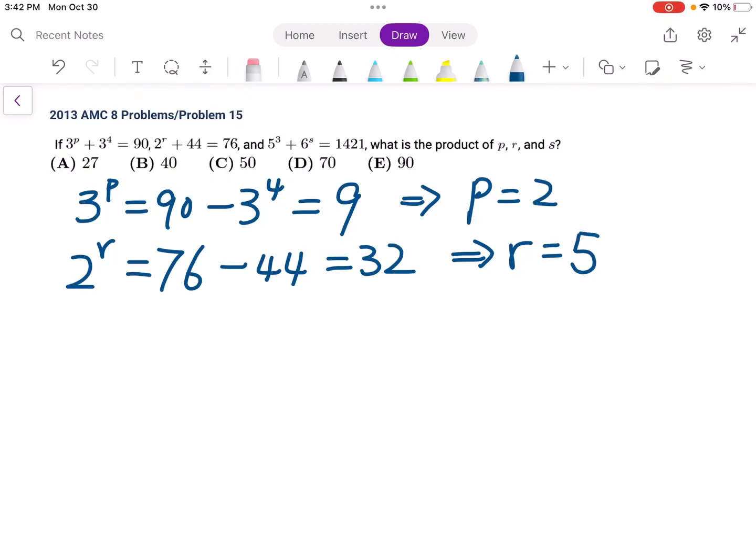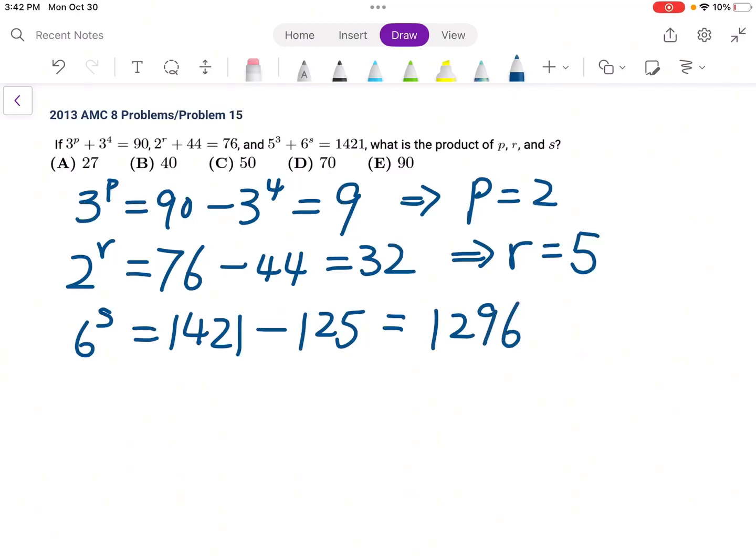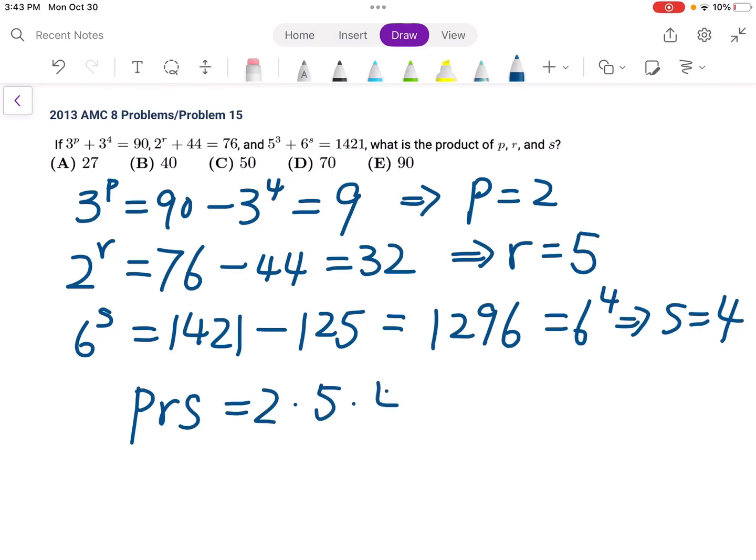And then from the third equation, 6 to the s equals 1421 subtract 125, and that equals 1296. 1296 is 6 to the power of 4. Therefore, s equals 4. Therefore, the product of p, r, s equals 2 times 5 times 4 equals 40. The answer is B.